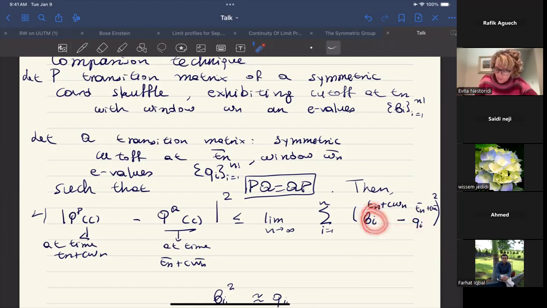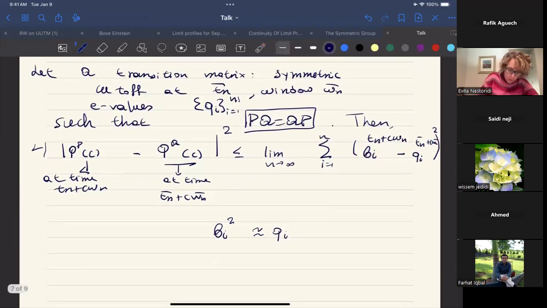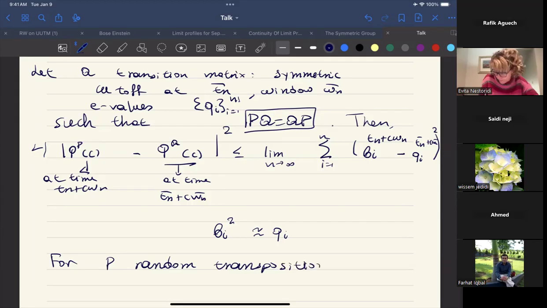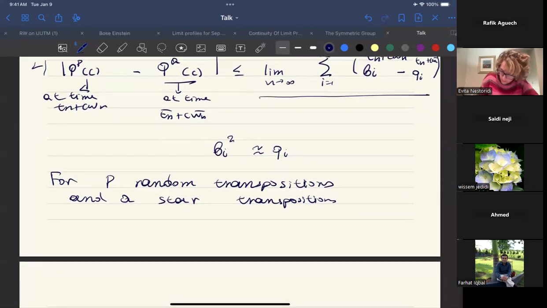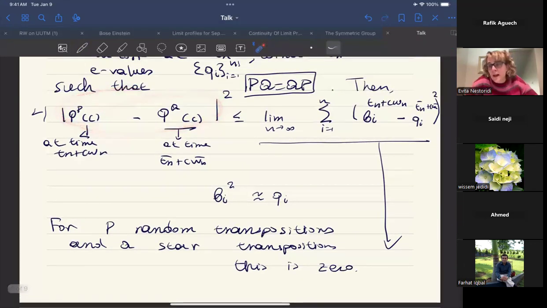Okay, so we take one eigenvalue of P, we raise it to the cutoff time plus C times the window. We take the corresponding eigenvalue and raise it to the corresponding cutoff time. We subtract them and then raise them to the power of 2 and then add all these errors. And so the whole point now is that for star transpositions and random transpositions, this limit is 0. This is 0, which makes the left-hand sides equal. And this is how we prove that whatever limit profile random transposition has, the same limit profile the other will have as well.